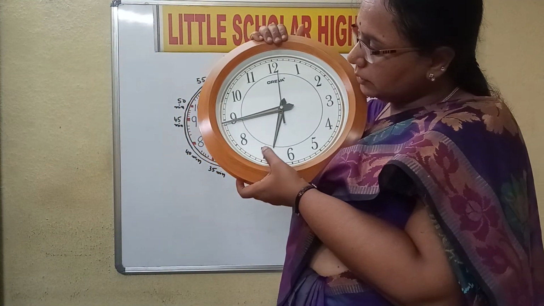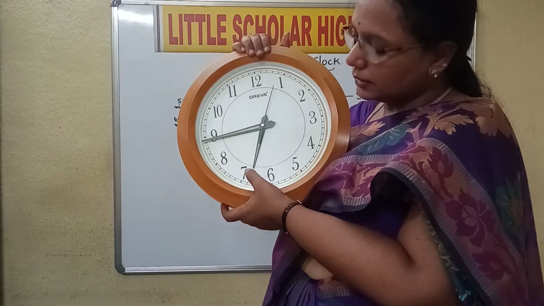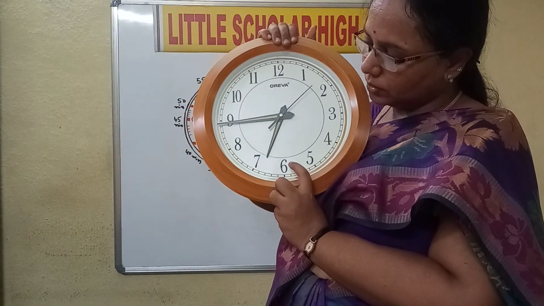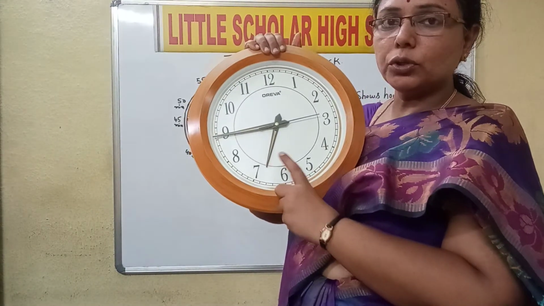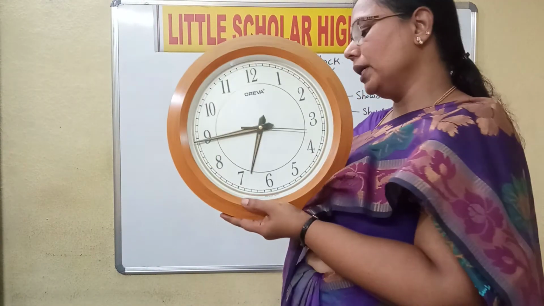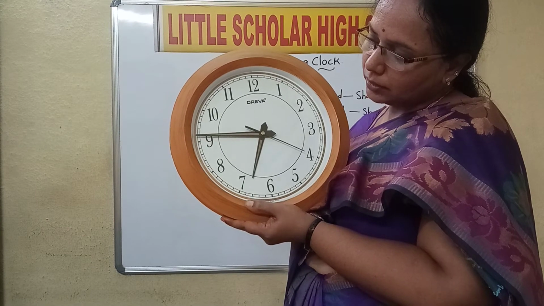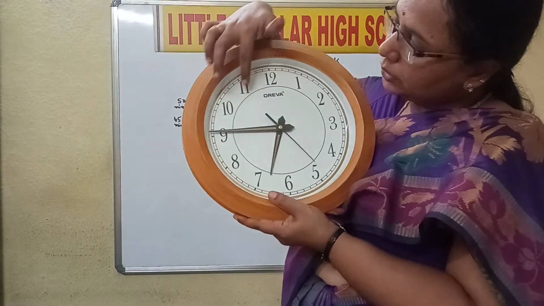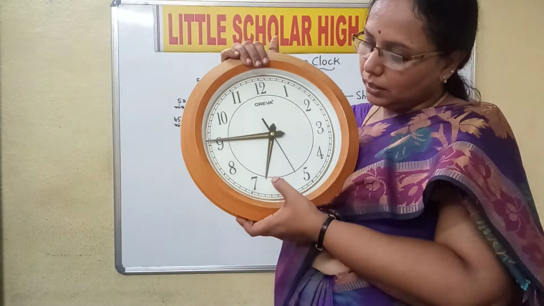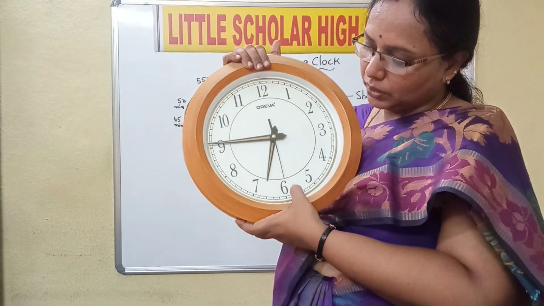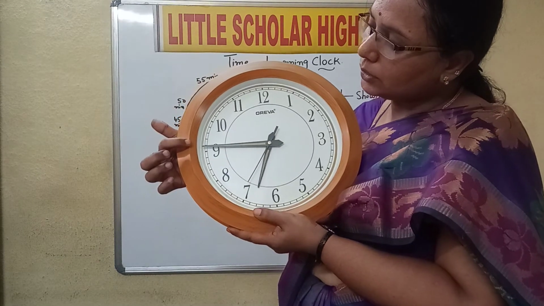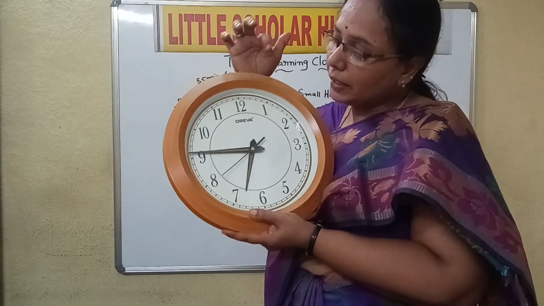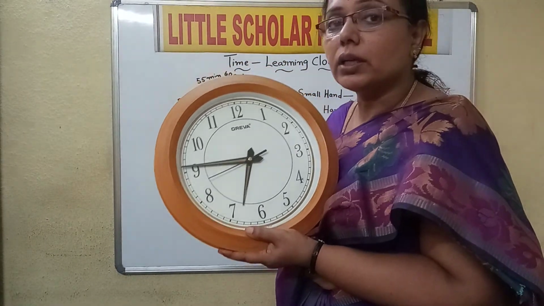Yes, you see here. Where is the small needle? Between 6 and 7. So, which number will we always take? We will take the first number. The small hand will show you hours, so 6. Where is the big hand? The big hand is on 9. So, what will we say? 6:45. It still did not reach 7. It is still in between 6 and 7. We will take the first number. So, quarter to 7. If the big needle is on 9, we will say quarter to.